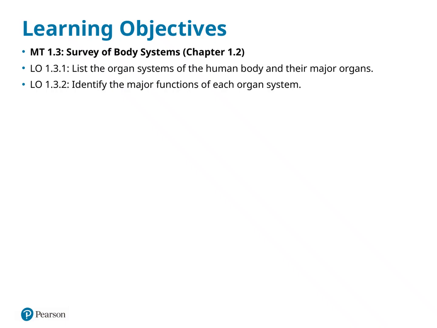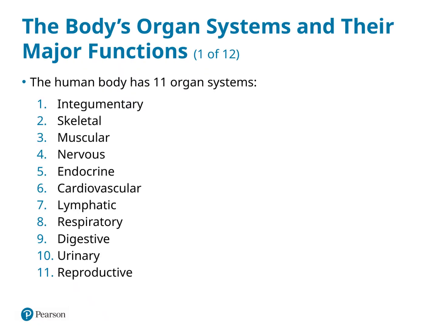Our third major topic is a survey of the organ systems. You should be able to identify the major organs associated with each system and describe the system's overall function. At this point, you don't need to know every detail about every organ. The goal is to develop a big picture map of the body so that later chapters have a framework to fit into.